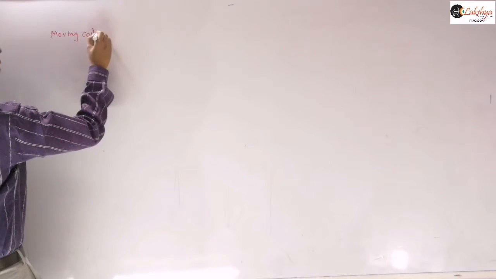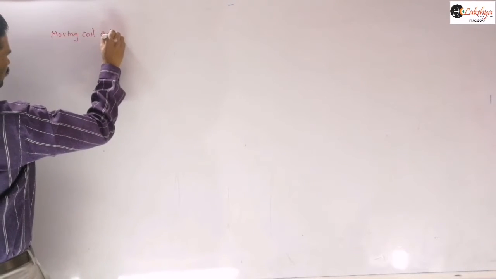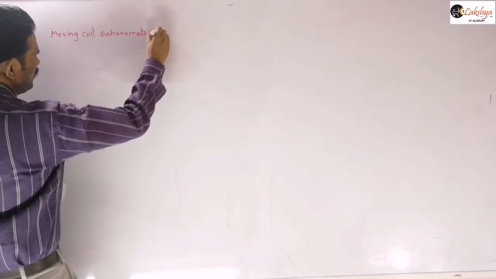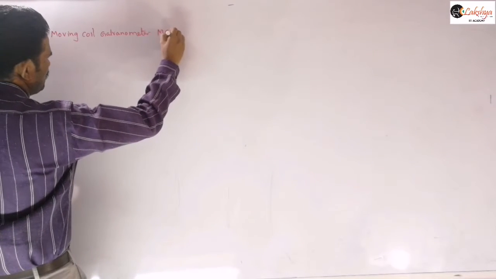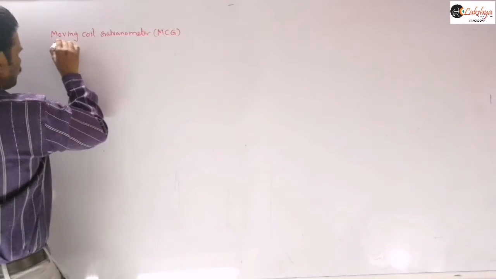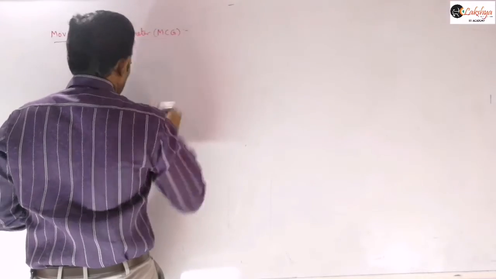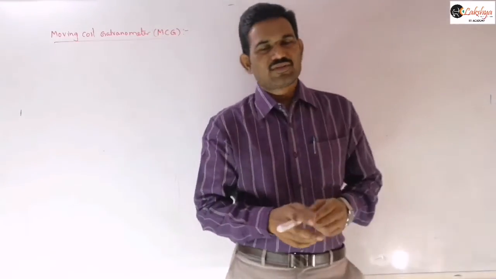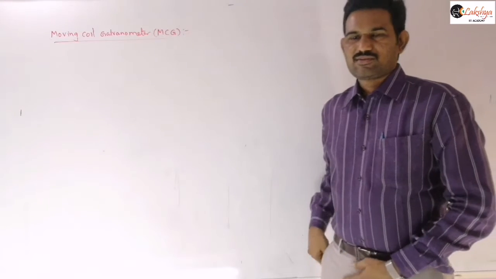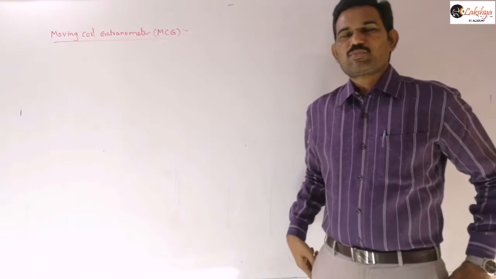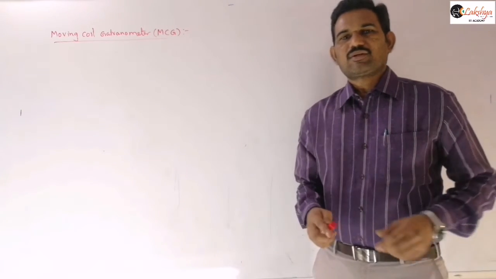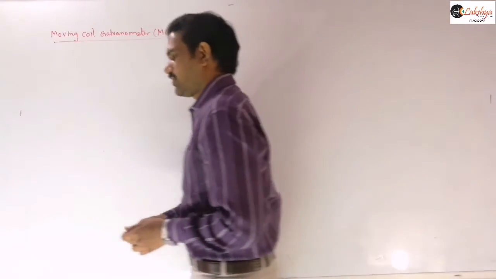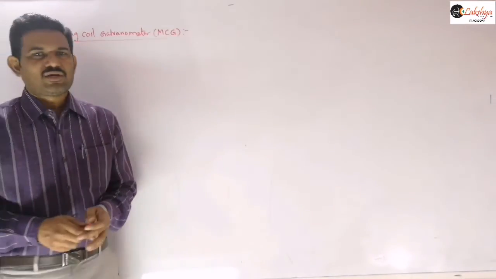Moving coil galvanometer. Simply, we say it as MCG. There are different types of galvanometers, but in our syllabus, only the moving coil galvanometer is there. The working principle of this moving coil galvanometer is nothing but the torque acting on a current carrying coil placed in a magnetic field.